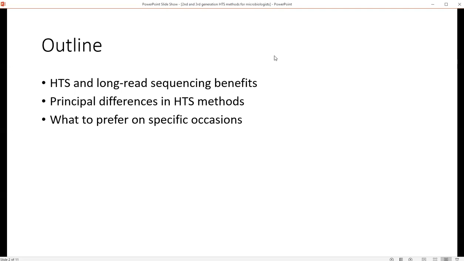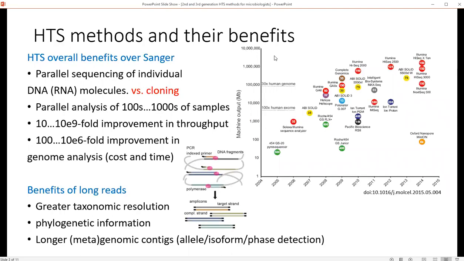In this talk, I will focus on high-throughput sequencing and especially long-read sequencing benefits. I will also talk about differences among various high-throughput sequencing methods, including both second and third generation ones, and also hints what to prefer on specific occasions with specific objectives. High-throughput sequencing has greatly benefited our understanding about microbial diversity, and in some cases also about the ecology of macroorganisms, such as plants and small animals.